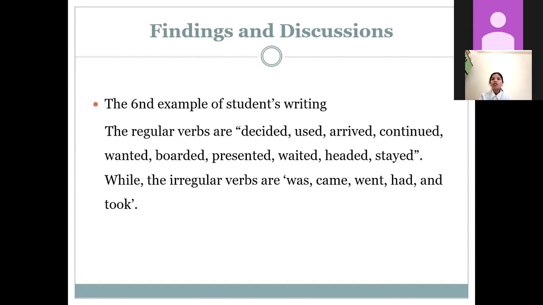And for the last example of students' writing, we found that the regular verbs are decided, used, arrived, continued, wanted, boarded, presented, waited, headed, and stayed, while the irregular verbs are was, came, went, had, and took. Next.